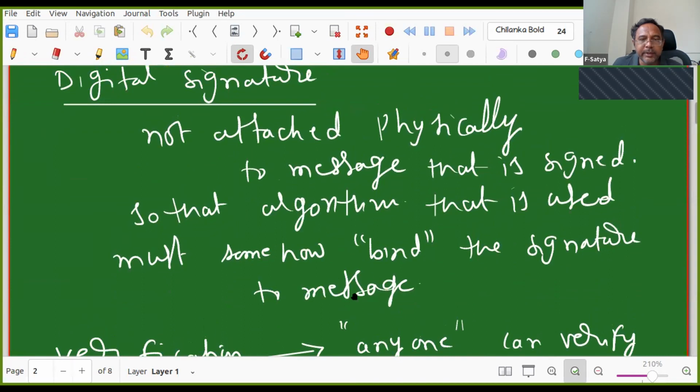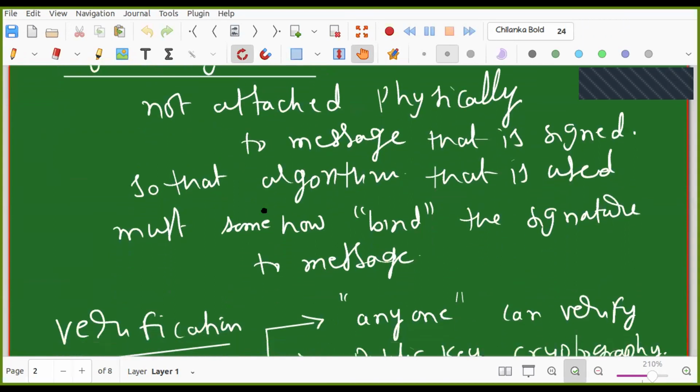Somehow blind the signature to the message. Is that part okay? I think Kanak is clear. Yes, sir. Yeah.